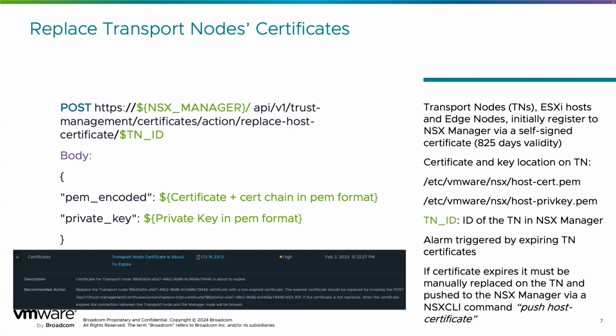But if you install new transport nodes in 4.1, those certificates will have a shorter validity of 825 days.